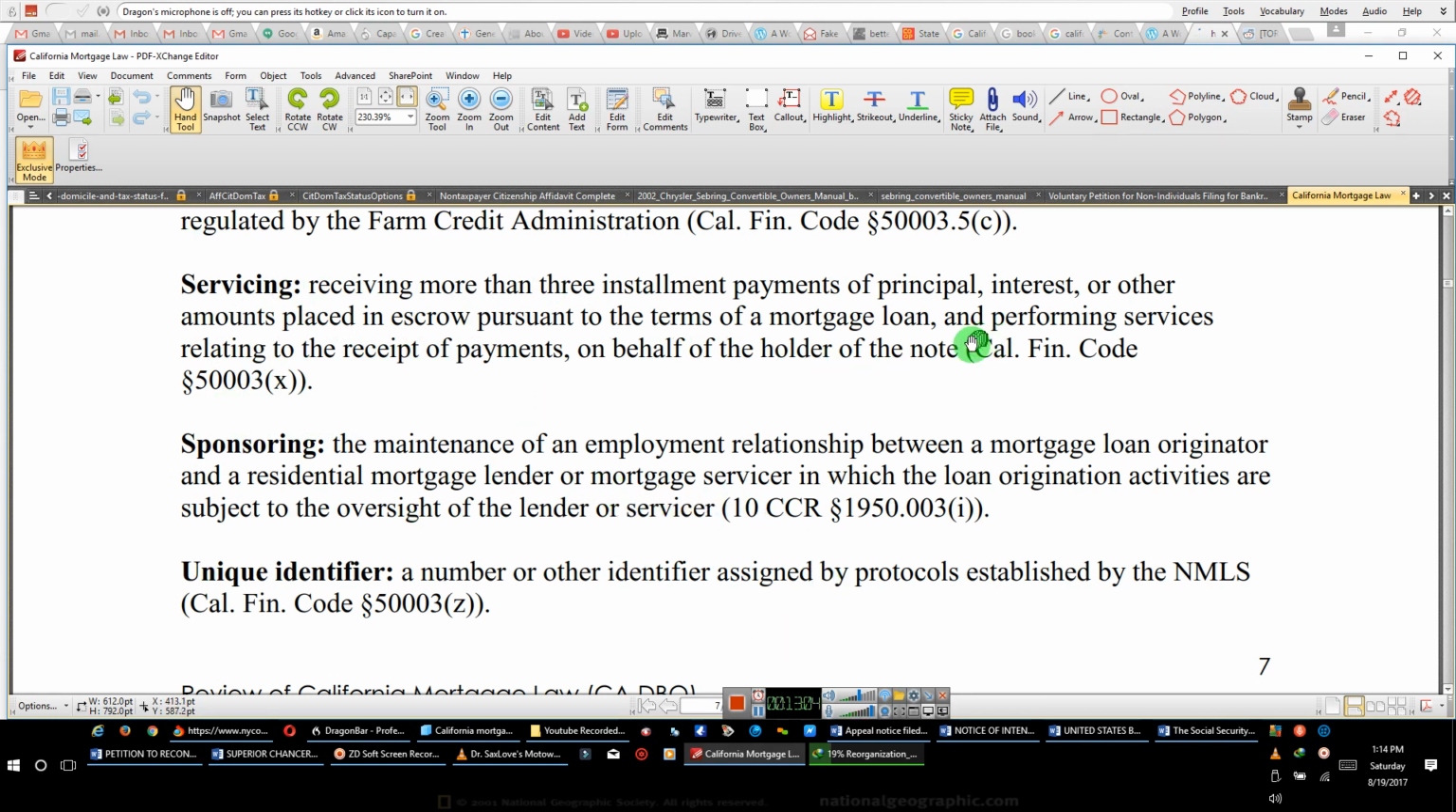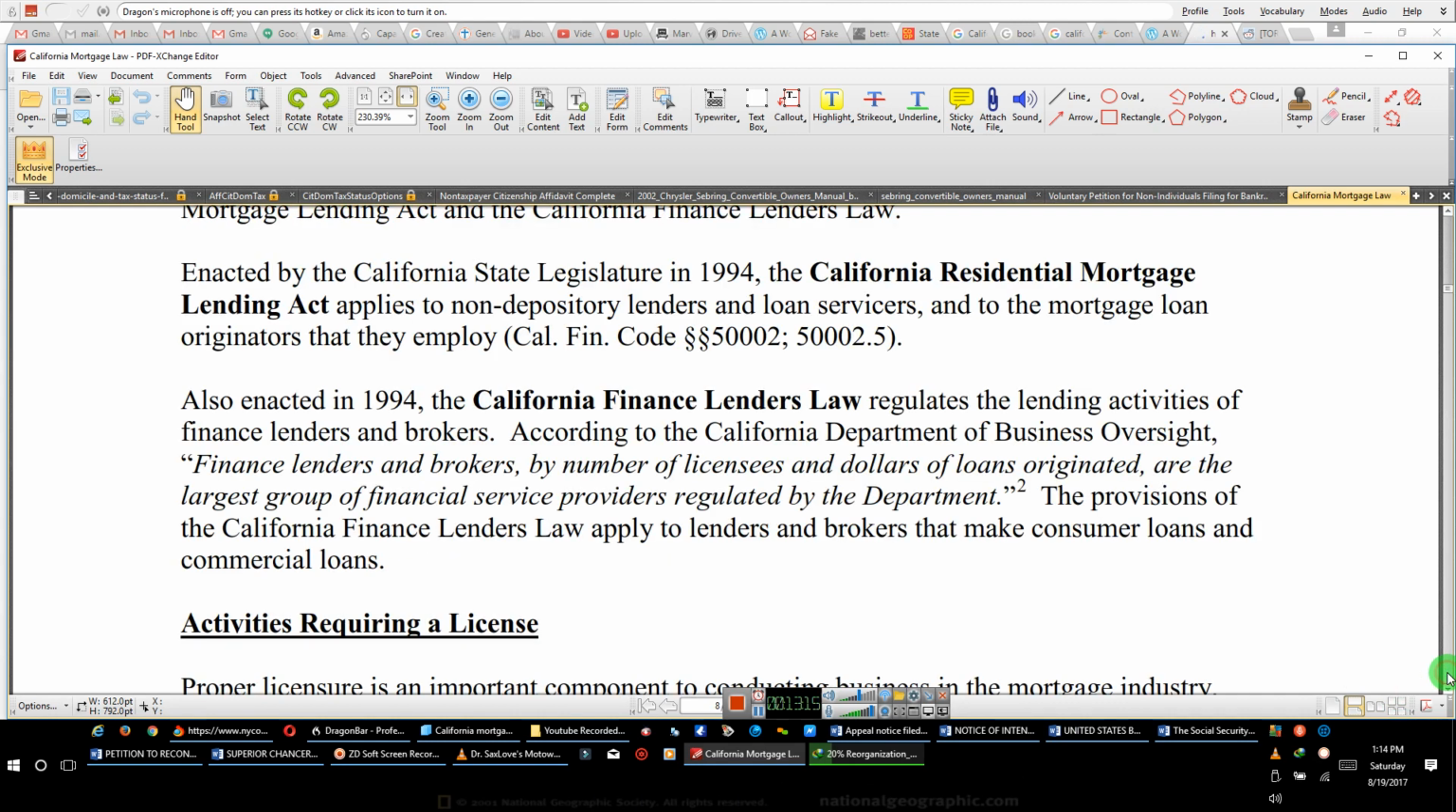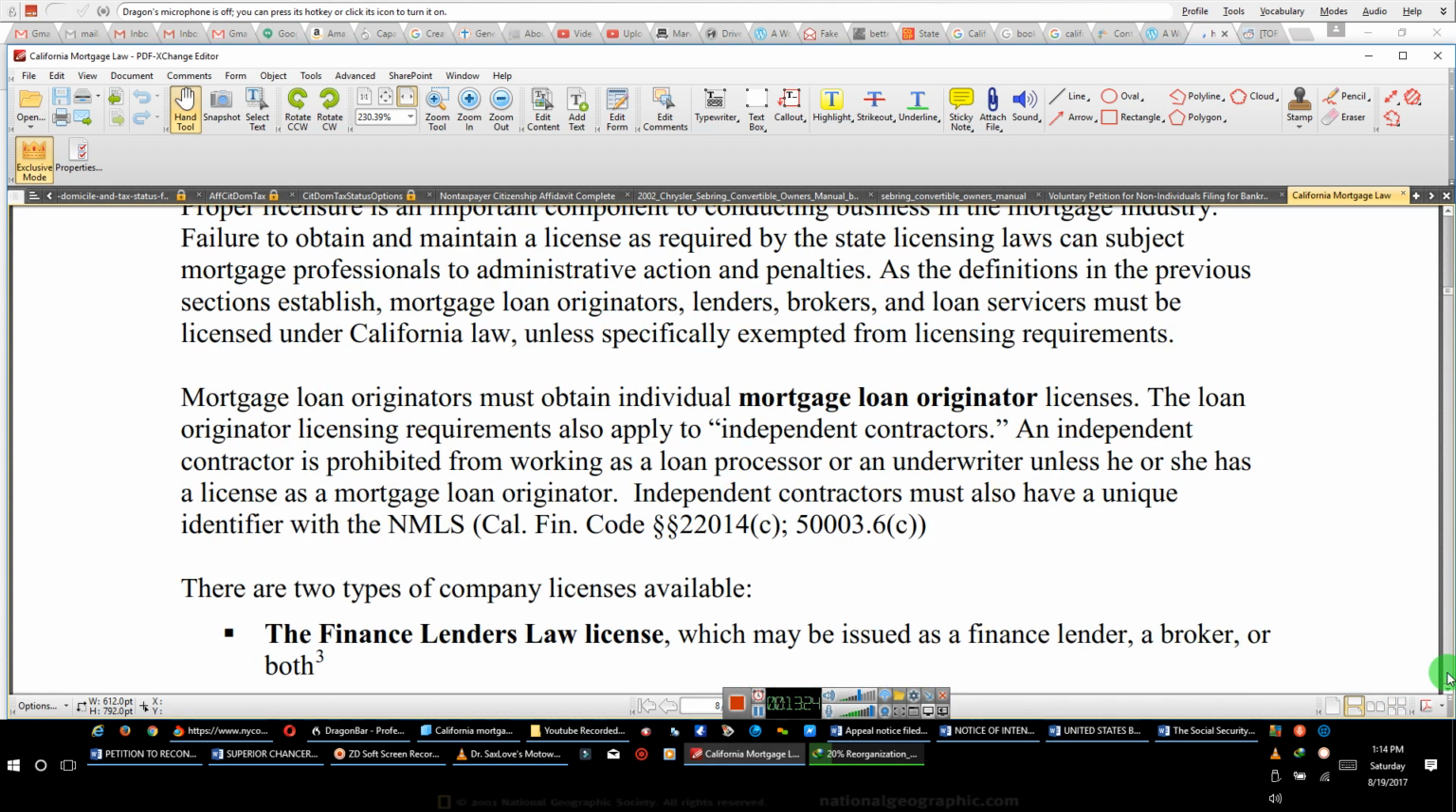So when you copy this, you don't copy the California Financial Code. You don't have to copy the code. You just copy the words because the words are going to be similar to your state. You saw that when we did that. I tell you about the key phrases in statutory interpretation. They use the same phrase all the time. See, financial lender. Pay attention to this phrase, not the financial lender, but financial lender. It says again, financial lender. Okay. Financial lender's license, a law license, which may be used as a financial lender, a broker, or both.